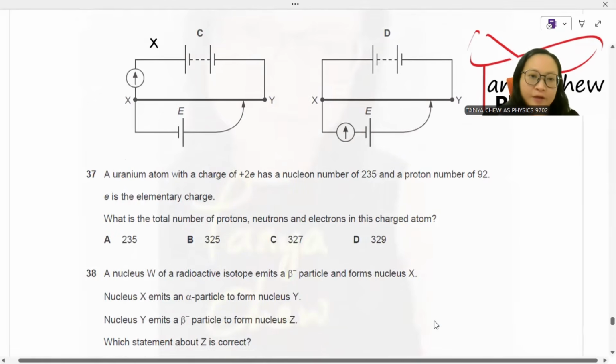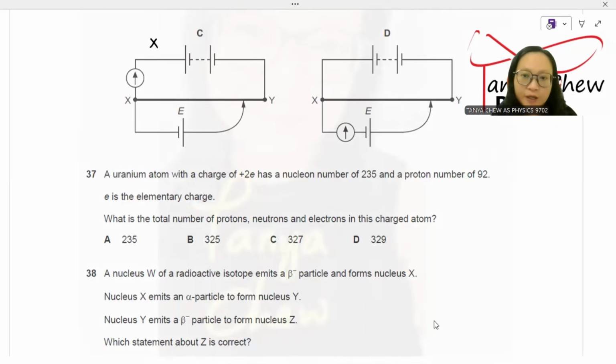Number 37, a uranium atom with a charge of positive 2e has a nucleon number of 235 and a proton number of 92. e is the elementary charge. What is the total number of protons, neutrons, and electrons in this charged atom? So I'm going to write uranium first. Nucleon number 235, proton number 92, neutron number would be 143.